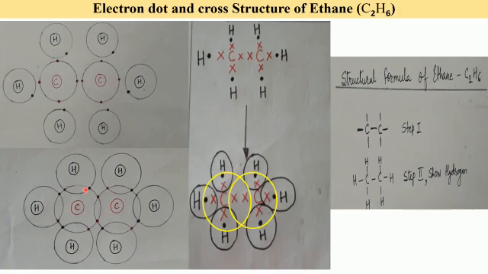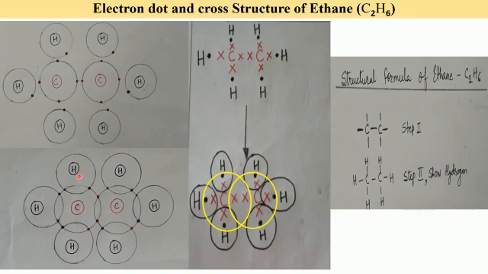Now you can find that there is 1 pair of electron between carbon and hydrogen on this side. 1 pair of electron is present between hydrogen and carbon on this side. 1 pair of electron between carbon and hydrogen on this side. Similarly, here the second carbon is also sharing 1 pair of electron here with hydrogen. Here also 1 pair of electron between carbon and hydrogen. 1 pair of electron between carbon and hydrogen. And the 1 more pair is being shared between the 2 carbon atoms.